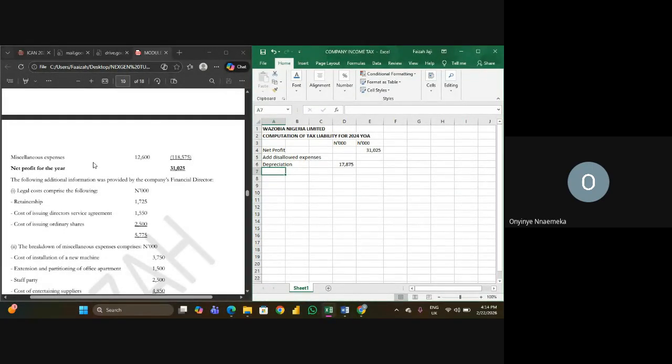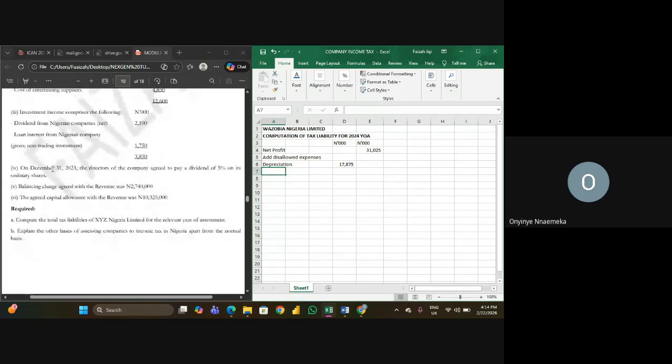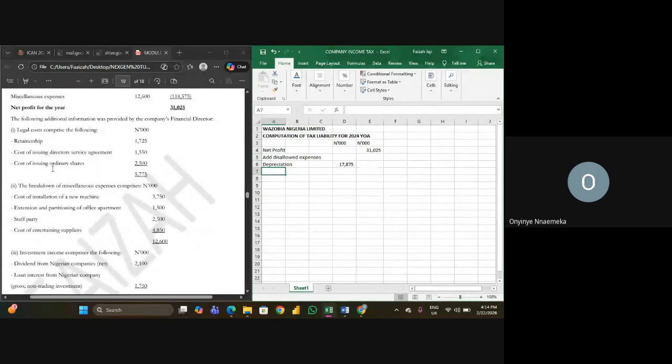So we have legal costs comprise the following. Number one, retainership. Retainership is when you want to retain a particular staff and you have to pay legal costs for doing that. So that's like an allowable expense. Cost of issuing director service agreements. This one is like, how can I say it? Service contracts. So the legal cost of doing that.